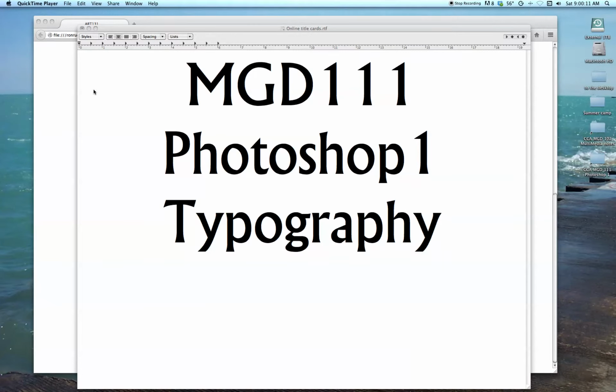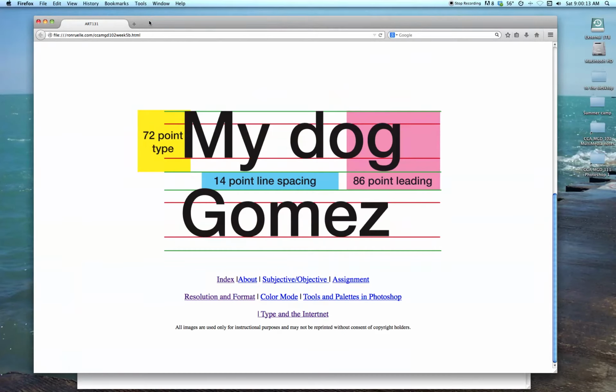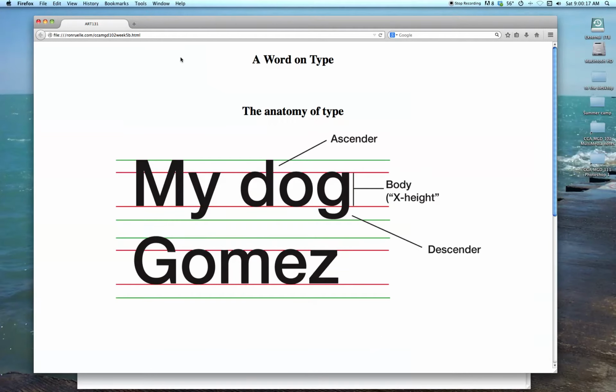And welcome to MGD 111 Photoshop. This week we're going to take a look at typography. I have a little brief presentation on the anatomy of type here before we move on.